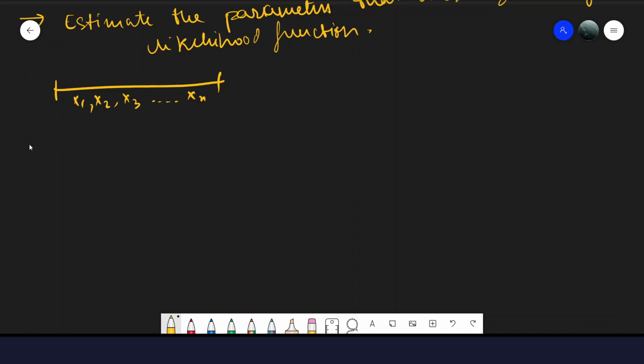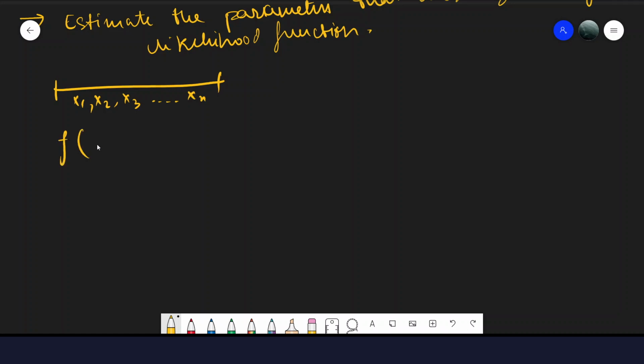So the first step is that I start with a belief. I'm starting with the belief here that my dataset follows the Gaussian distribution. You can start with any belief. You can start with the belief that it follows a Bernoulli distribution or a Poisson distribution, Pareto, whatever. I'm going to start with the belief that it follows a Gaussian distribution. The second step is to write the likelihood function.